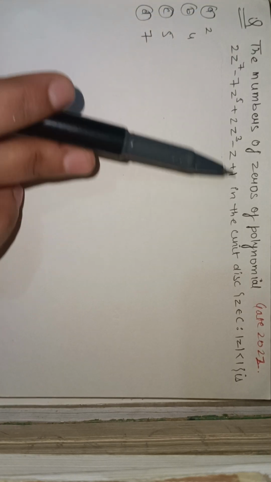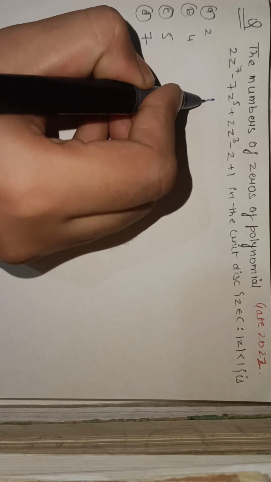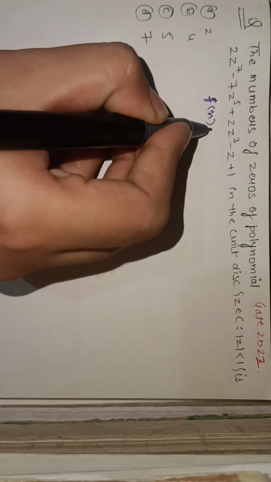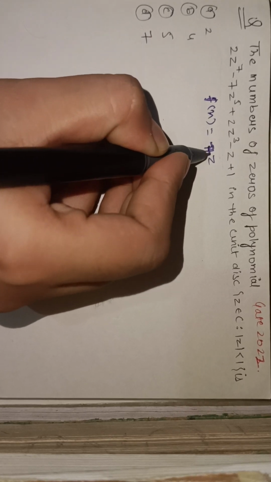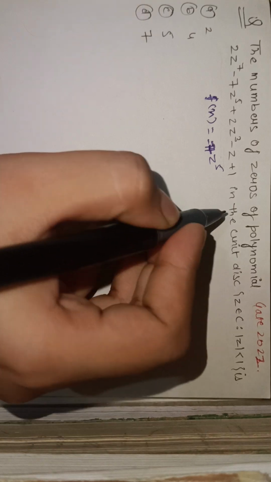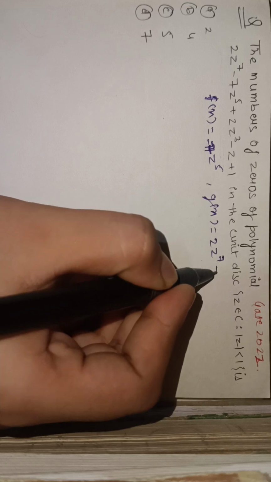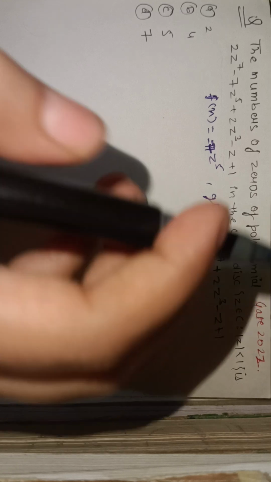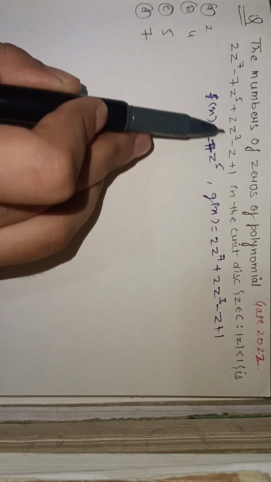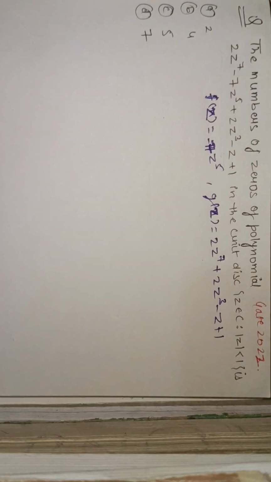Here we have to find the number of zeros of this polynomial, so we can use Cauchy's theorem. For that we have to assume f(z) and g(z). Let f(z) equal -7z^5 and g(z) equal 2z^7 + 2z^3 - z + 1. We assume f(z) is this and g(z) is this.